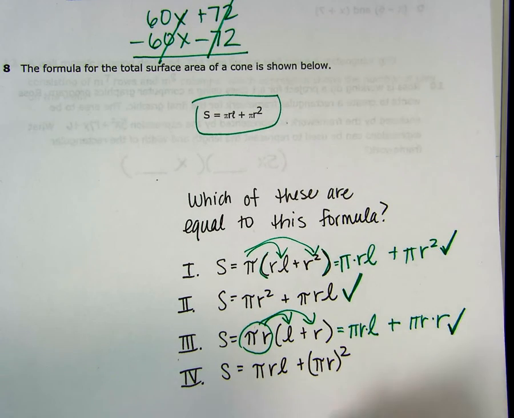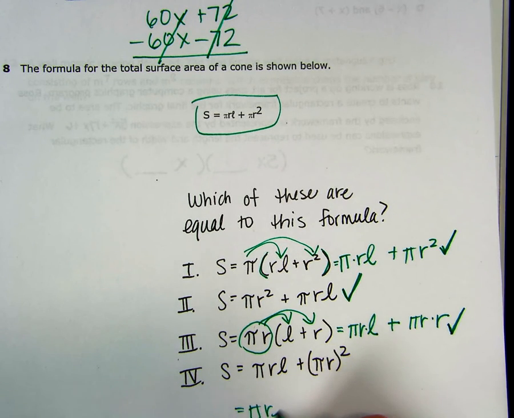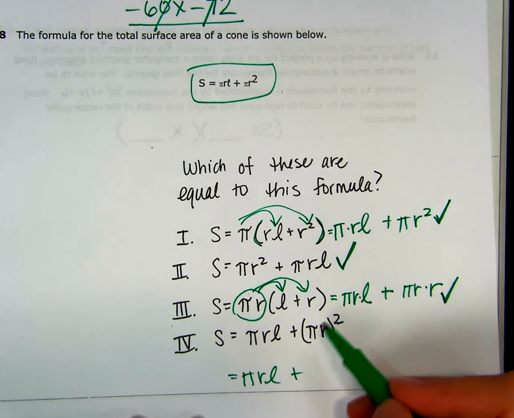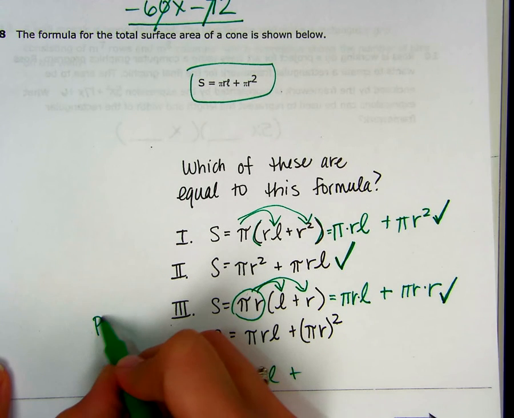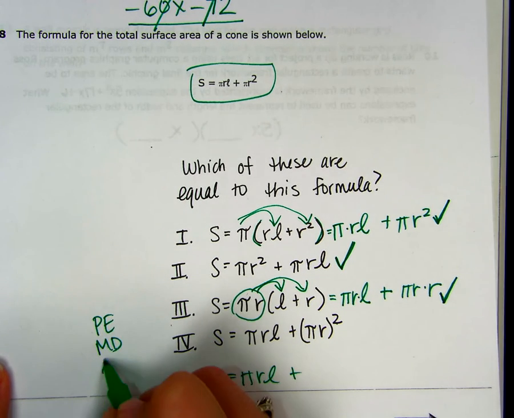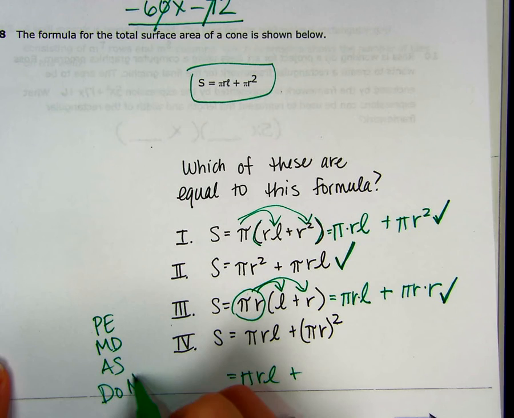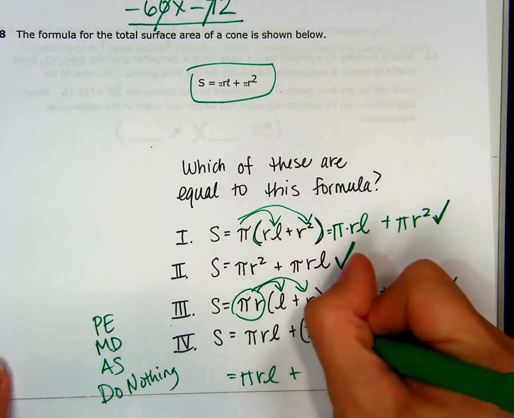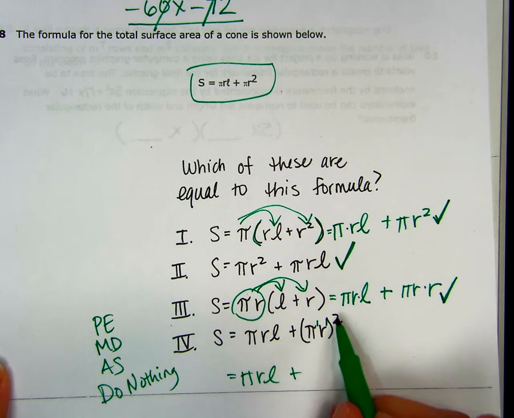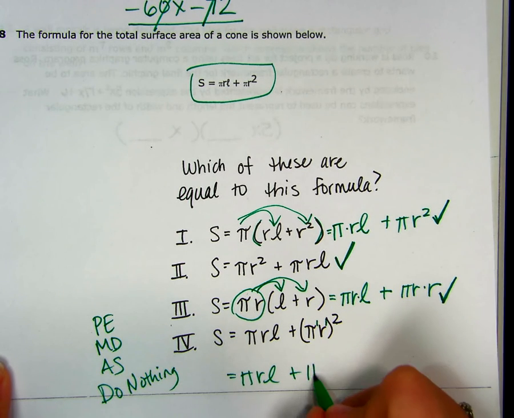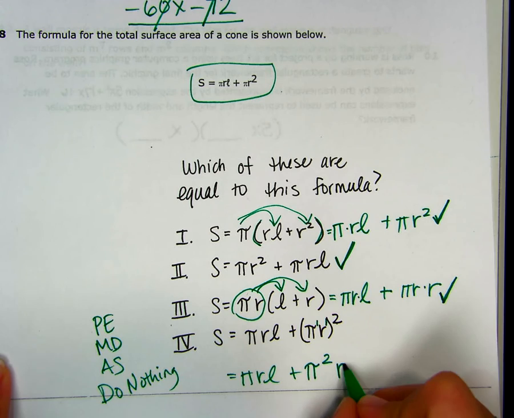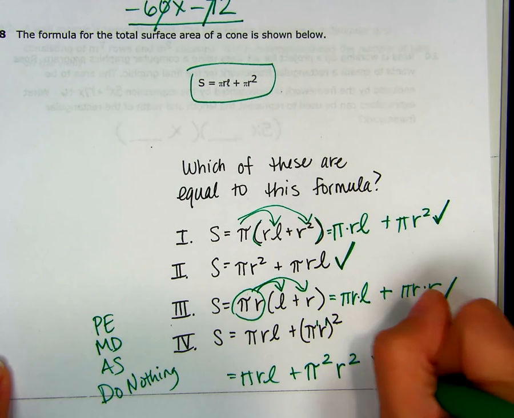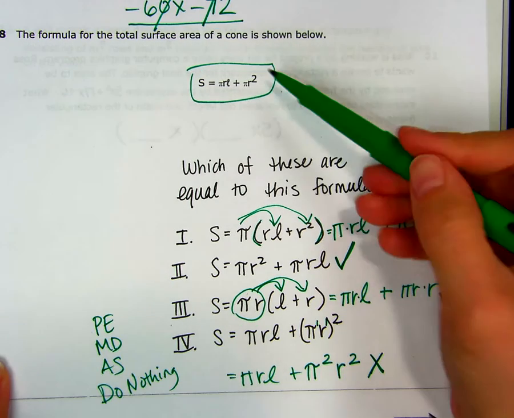All right, what about this one? I've already got pi RL plus, but what about this squared? Well, if we think about our PEMDAS memory trick, we've got parentheses. We're going to multiply the exponents. So this is pi to the first and r to the first. So this becomes pi to the second, r to the second, and that is not the same as pi r squared.